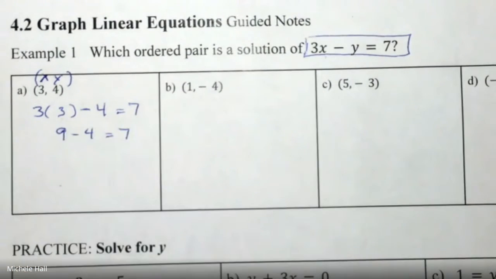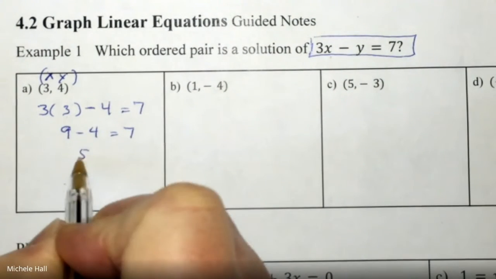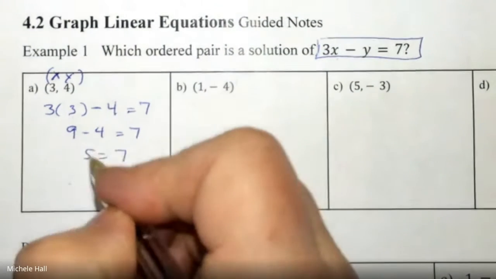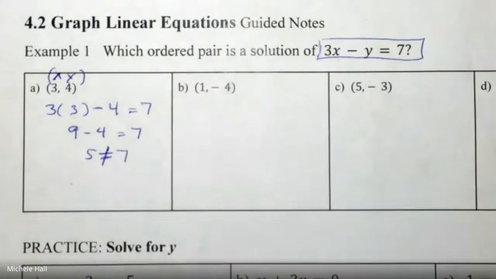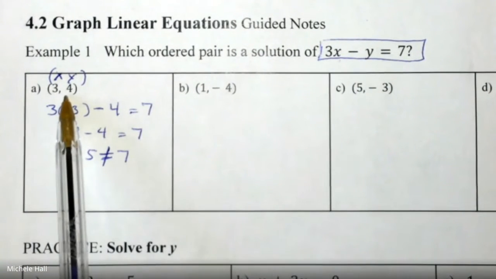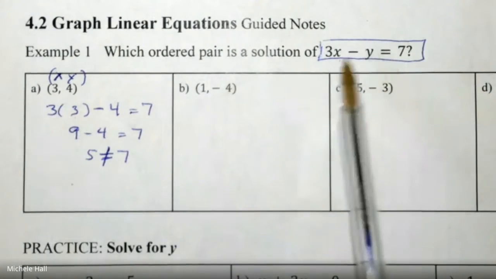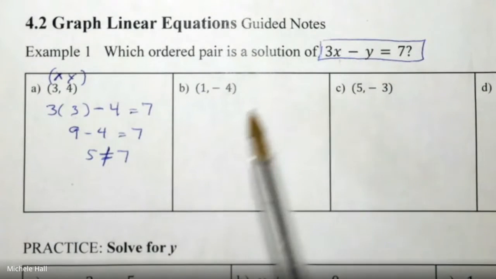What's 3 times 3? 9 minus 4 equals, what's my statement say? Does 5 equal 7? No, so 5 does not equal 7. That means that 3, 4 is not a solution to the equation. 3, 4 is not a coordinate that's going to be on that line. Okay, let's check the next one.